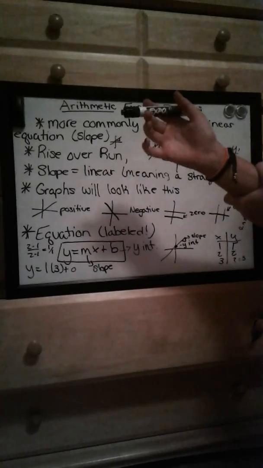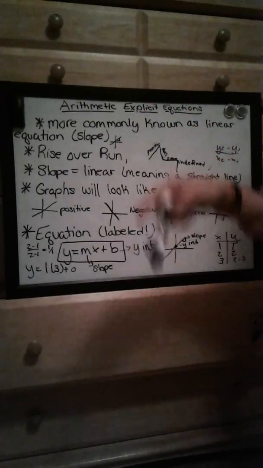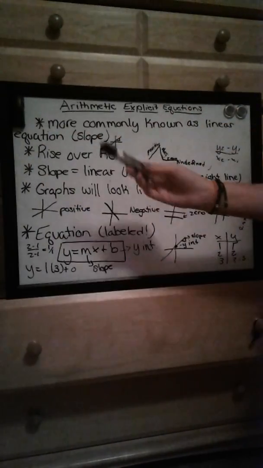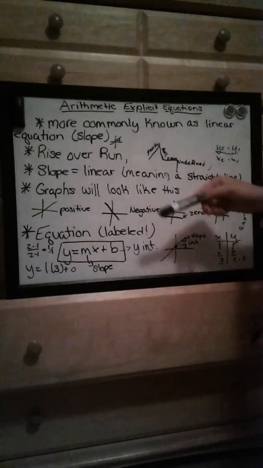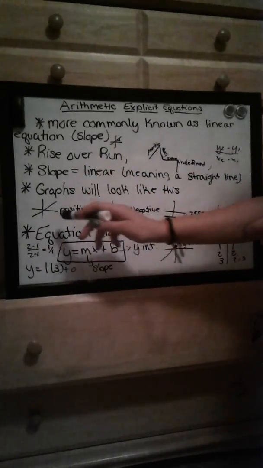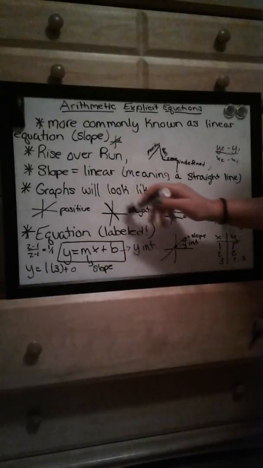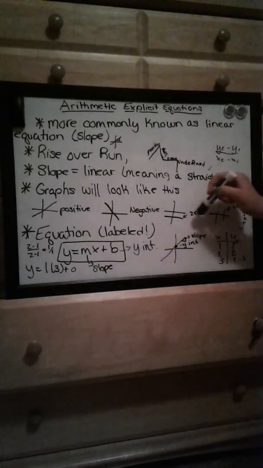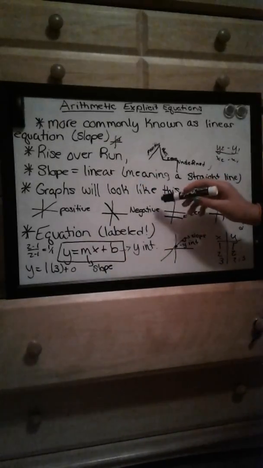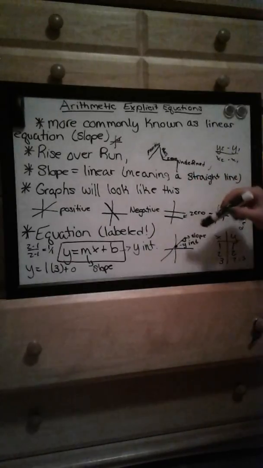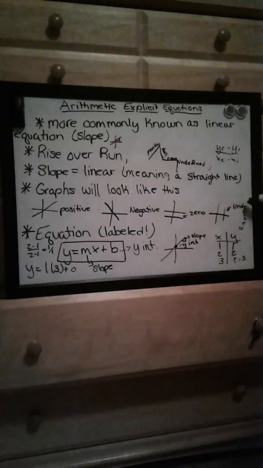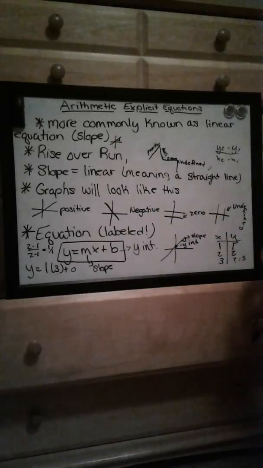So, slope is linear, meaning a straight line. Unlike our exponential graphs, which are like a big swoop, our slope is just going to be a straight graph. So graphs will look like this. This is your positive graph, that's your negative graph, that's your zero graph. It doesn't even touch the x, or I mean it could go along the x, but it just goes right there, so that's 0. And then here's your undefined, which is right here, and it goes parallel to the y. So your 0 goes parallel to the x, and your undefined goes parallel to the y.